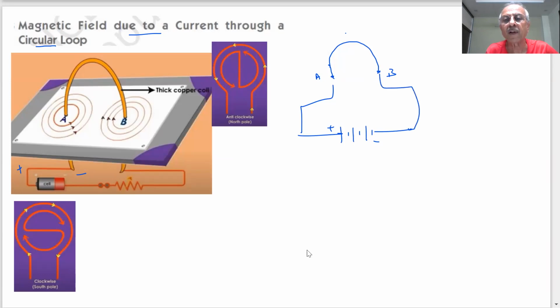Now, what will happen? You have a key and a rheostat. What will be the direction of the current in this case? From positive to negative, the current is flowing in this direction. So current is going up. This is the flow of the current.